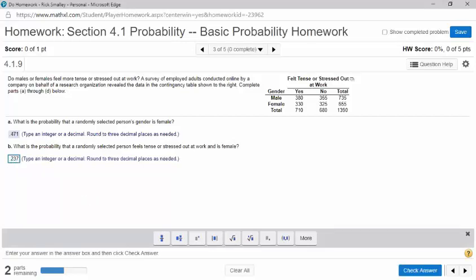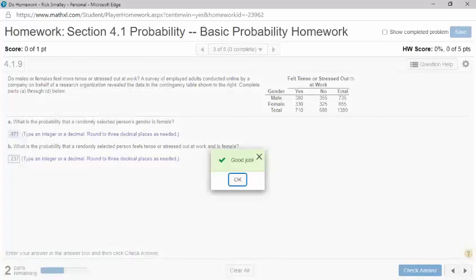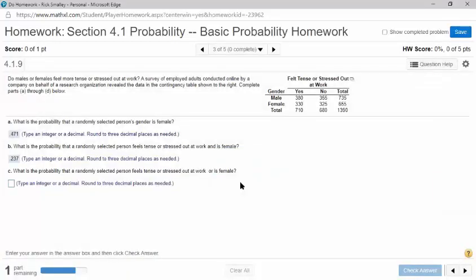.237. Sir, can you repeat that again? Repeat which part? B. 330, where the female and the yes to stressed meet each other. Can you see my arrow? Yes, I do. That means you're female and you're also stressed.